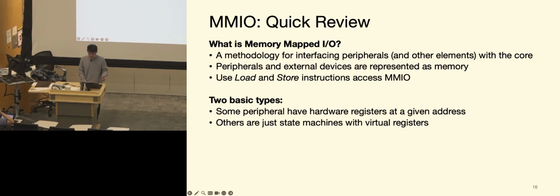And there are some basic types here. The first one, as we talked about, is inside the peripherals, like GPIOs, etc. They have the actual hardware registers that are assigned at each of the given addresses. And then the second basic type is where we have a state machine interface that acts like virtual registers for the external device or external memories it's connected to, like an SD card.